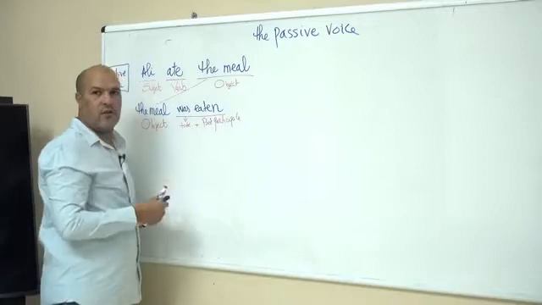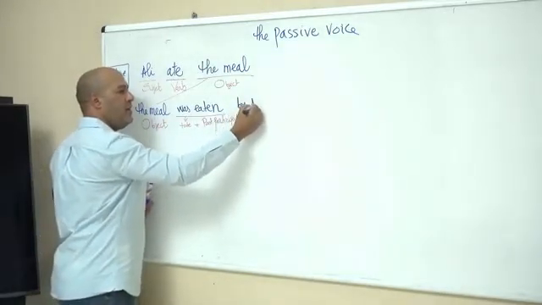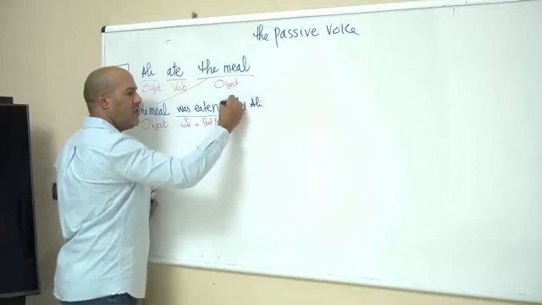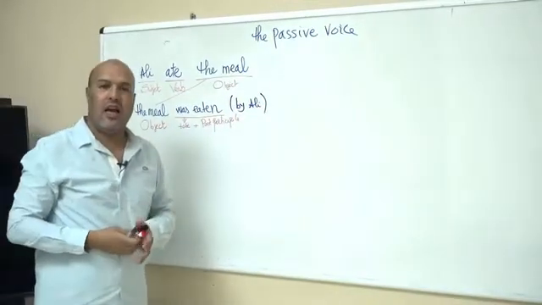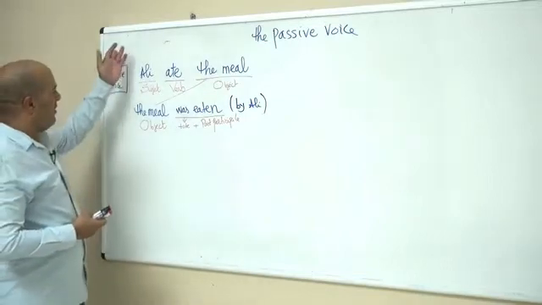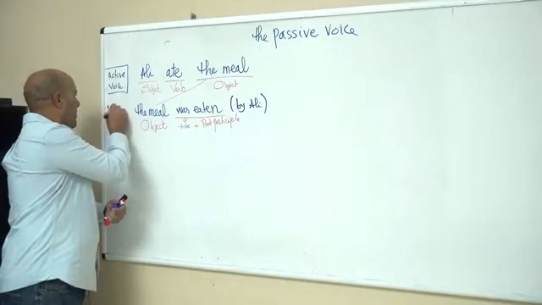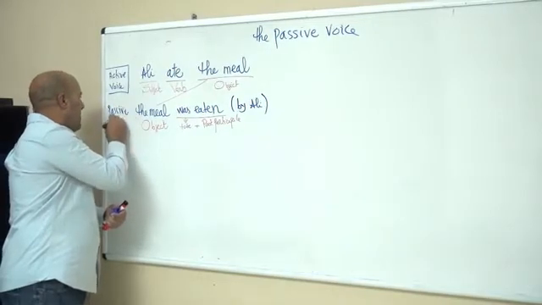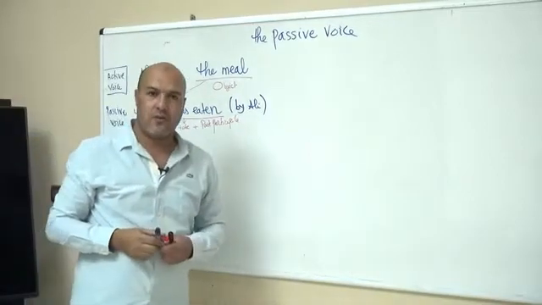If we want to mention the subject, we will say by Ali. So the meal was eaten by Ali. So this is a passive voice sentence. So when do we use the passive voice?